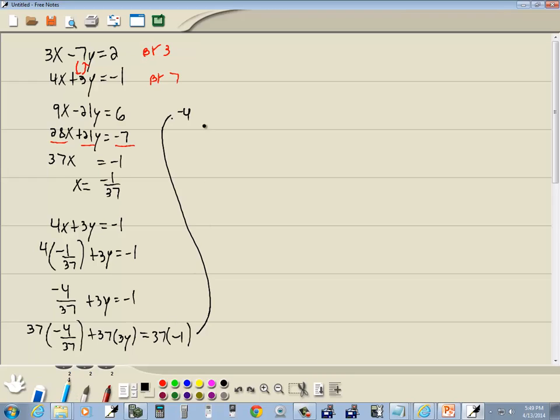Okay. So negative 4 plus 111y equals negative 37. Now let me double check that. 1, 2, 9, 10, 11. Yeah, that's correct. Negative 37.